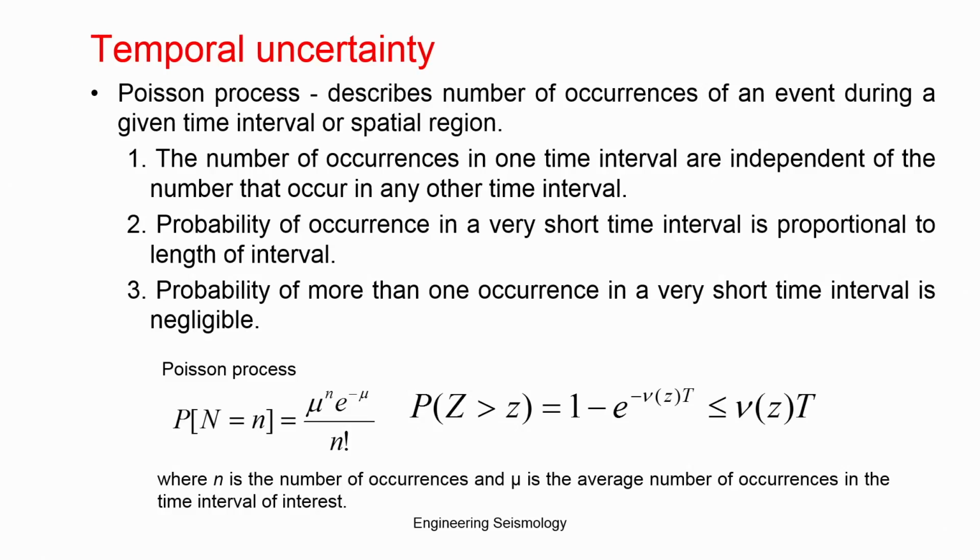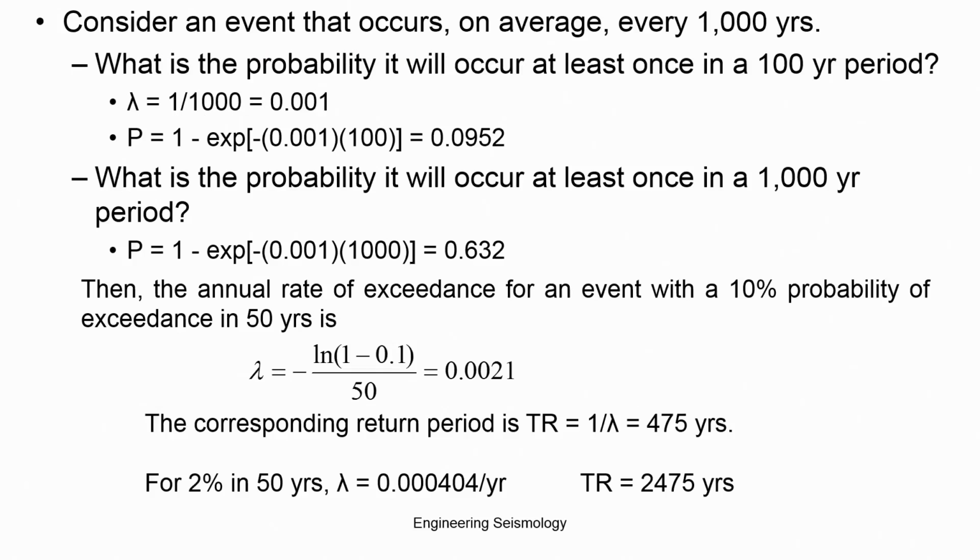Okay, as I told you, the Poisson model is used for time. The number of occurrences in one time interval is independent of the number that occurred in other time intervals. The probability of occurrence in a very short time interval is proportional to the length of the interval. The probability of more than one occurrence in a very short time interval is negligible. So this is the Poisson process, where you take 1 minus e to the power of minus lambda T, where lambda T is the average number of occurrences in the time interval of interest, and n is the number. So you can see how this probability works.